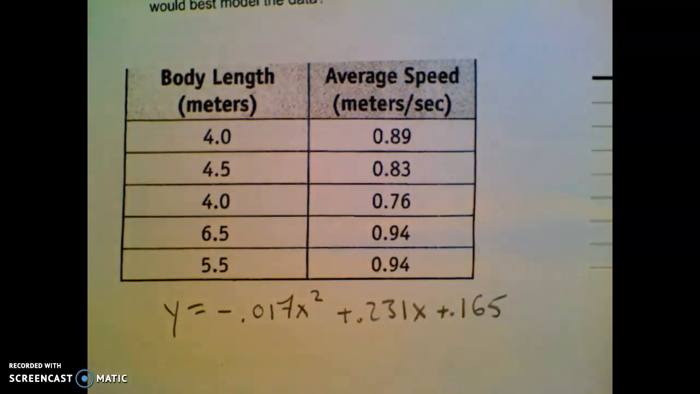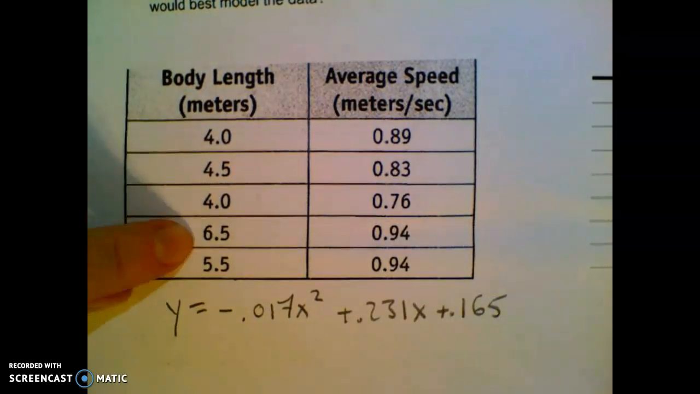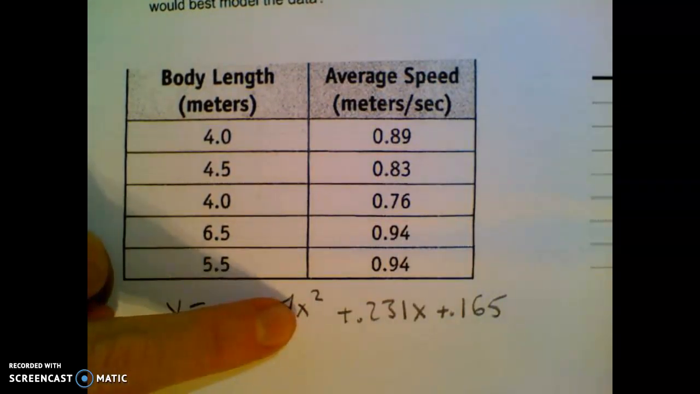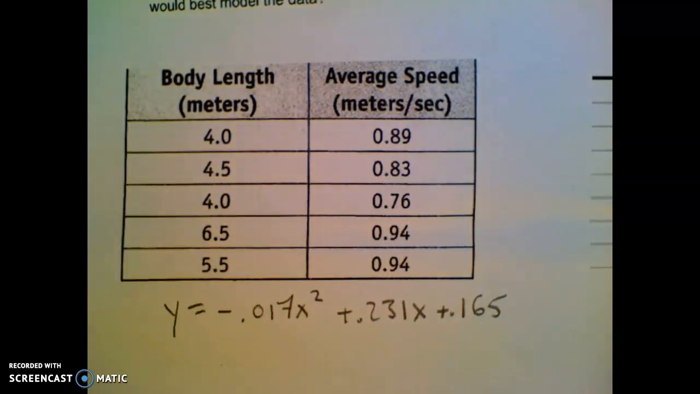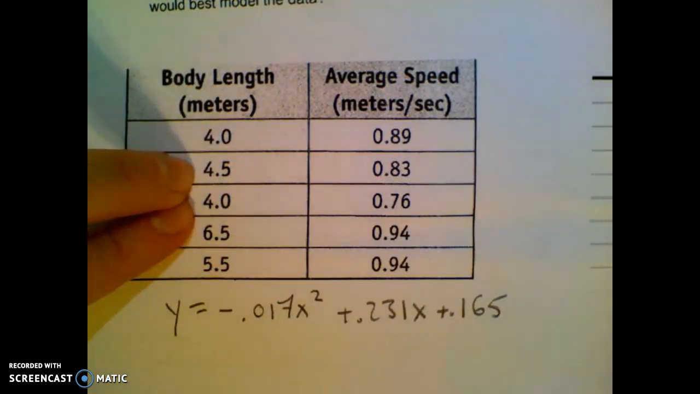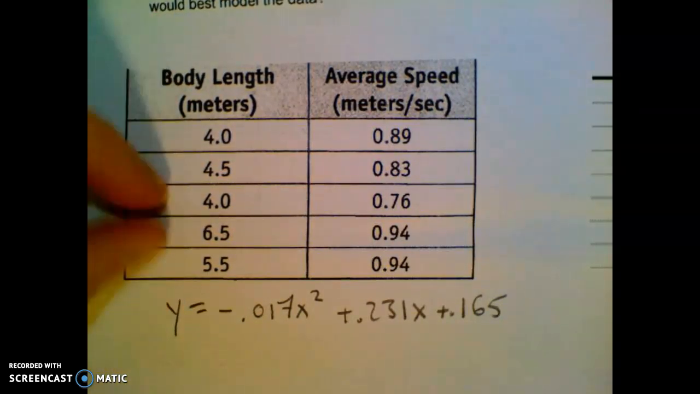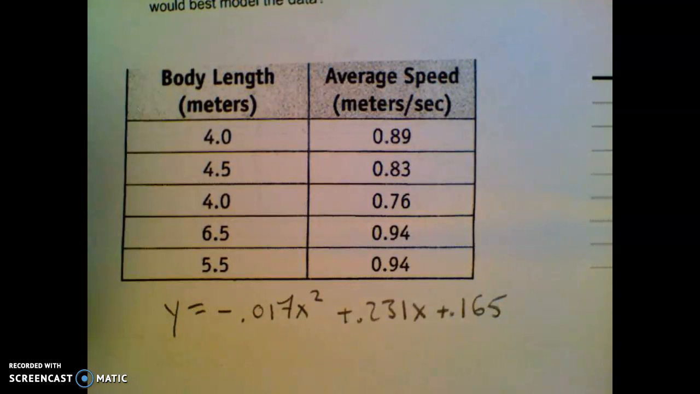If I asked you to extrapolate, I would say maybe find a body length of a 7 or something like that, something outside the data set, and you would just plug in a 7 for x. That's extrapolation. Interpolation is stuff inside the data set. So if I asked you to find body length between 4 and 6.5, so 4.2 would be somewhere inside that data set that my equation should very accurately predict.